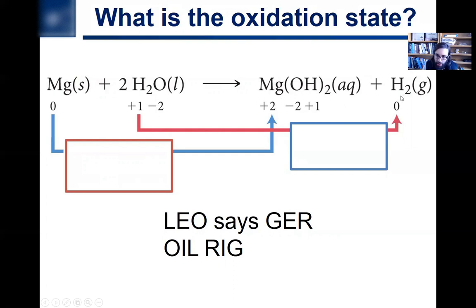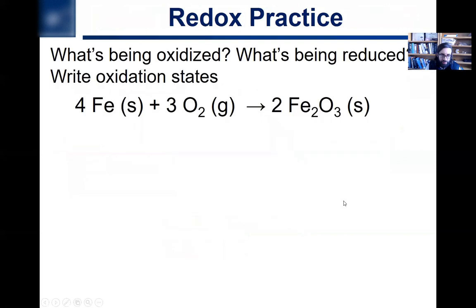Hydrogen is in an elemental form right here, so all elements get 0. So what's happening? Well, magnesium got oxidized in this reaction, went from 0 to 2+, went up, so it gained an oxidation state. That means oxidation occurred. It was oxidized, and hydrogen was reduced. Its oxidation state went down from +1 to 0.